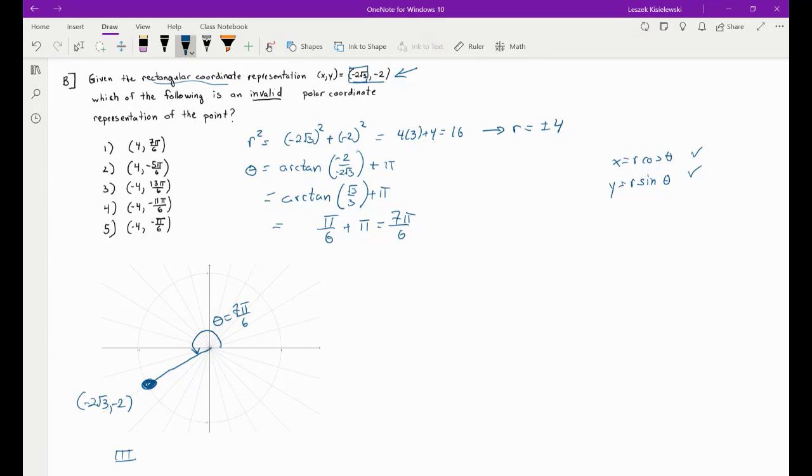Okay. But of course, I could describe that same position if I use a negative angle. So if I start with the positive x-axis and go clockwise, that's going to be 1, 2, 3, 4, 5. So negative 5 pi over 6. So this works as well. So that works.